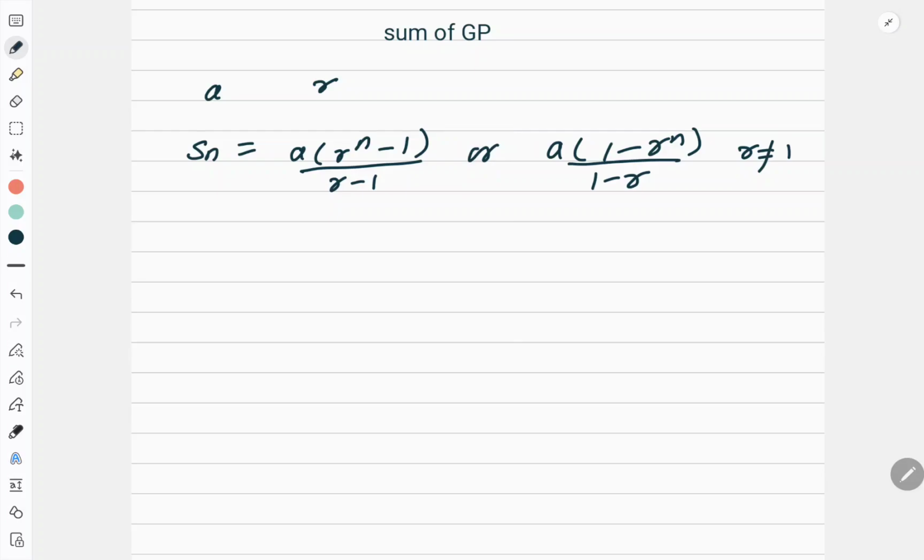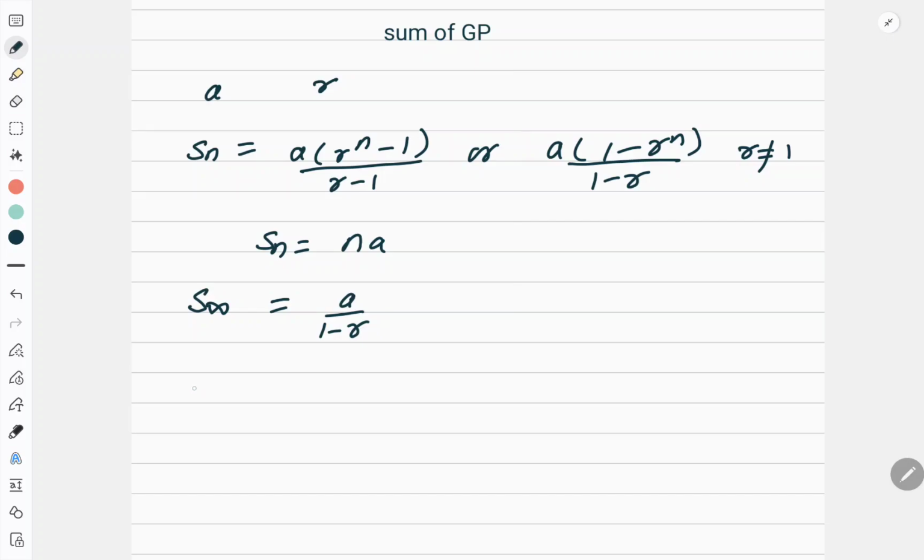So we have already derived this formula also. I have told you how to derive this formula. In case r is equal to 1, then the sum of the GP is given by NA. Sn is equal to NA. Also, if there are infinite terms, then it is given by another formula A upon 1 minus R, which is also not defined when R is greater than or equal to 1. So it is only defined when R is less than 1.